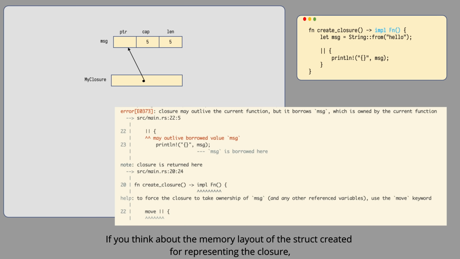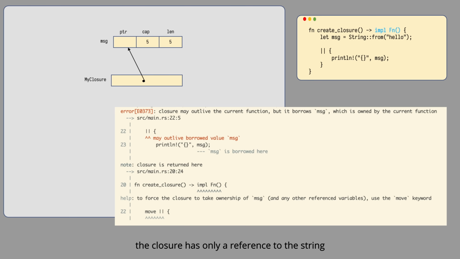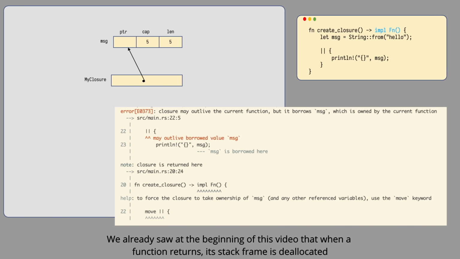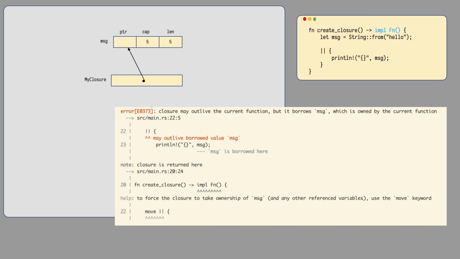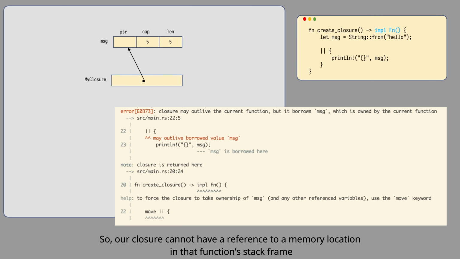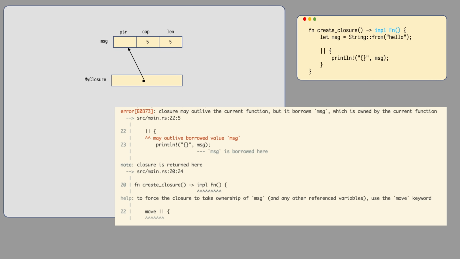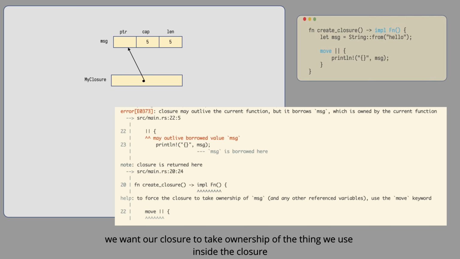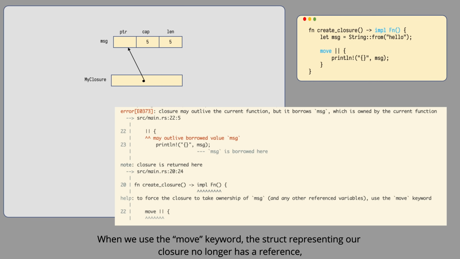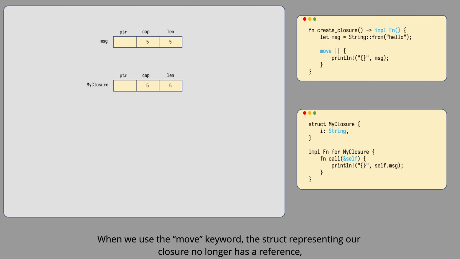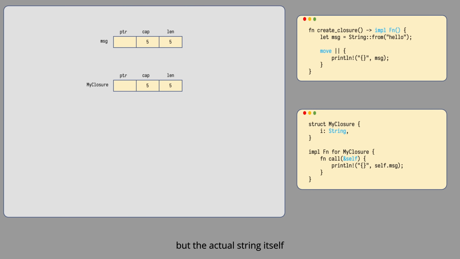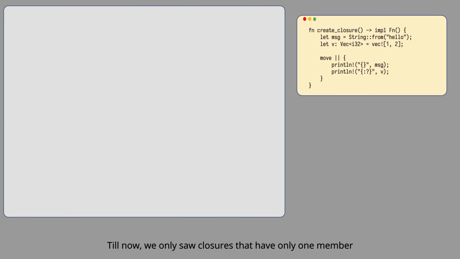If you think about the memory layout, the struct created for representing the closure has only a reference to the string. We already saw at the beginning of this video that when a function returns, its stack frame is deallocated. So, our closure cannot have a reference to a memory location in that function's stack frame. Rust is asking us to use the move keyword to explicitly say that we want our closure to take ownership of the thing we use inside the closure. When we use the move keyword, the struct representing our closure no longer has a reference, but the actual string itself.